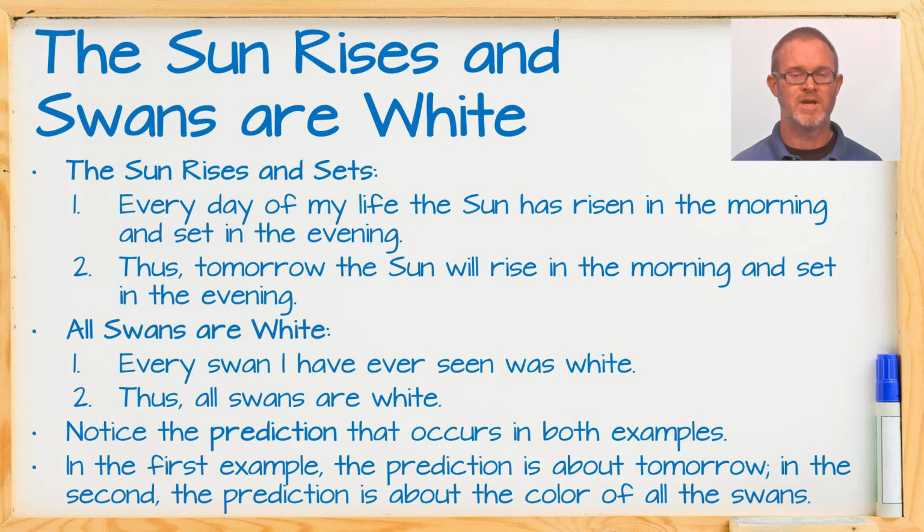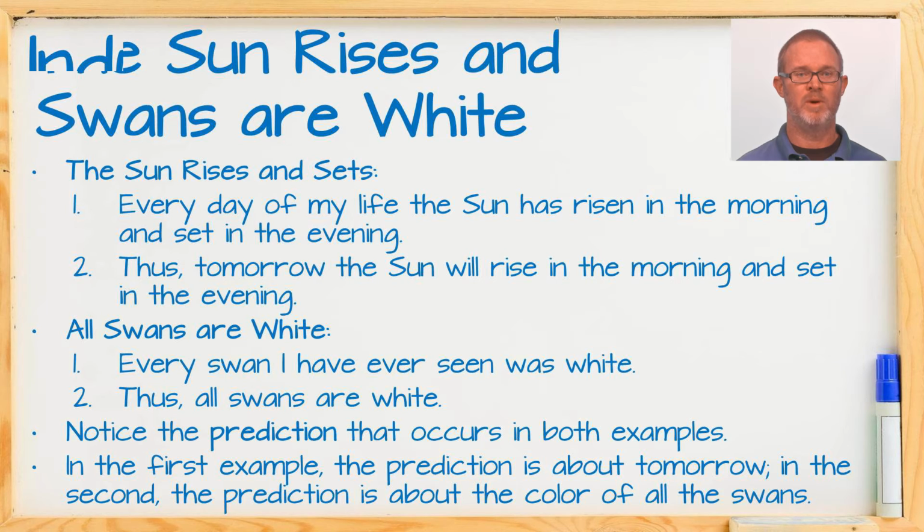Our third example to show this predictive element is the swans example, right? So this example has the first premise being that every swan I've ever seen is white, and then secondly we conclude that all swans are white. Notice here the prediction's a bit different, right? In this case, it's a prediction about the color of all swans, not so much about the future. But nevertheless, a prediction still.